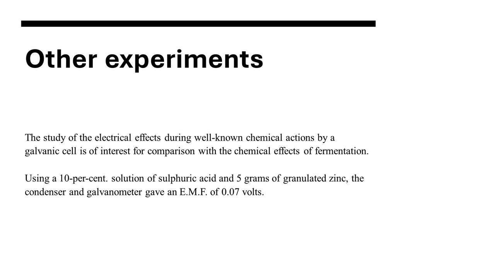The study of the electrical effects during well-known chemical actions by a galvanic cell is of interest for comparison with the chemical effects of fermentation. Using a 10% solution of sulfuric acid and 5 grams of granulated zinc, the condenser and galvanometer gave an EMF of 0.07 volts.